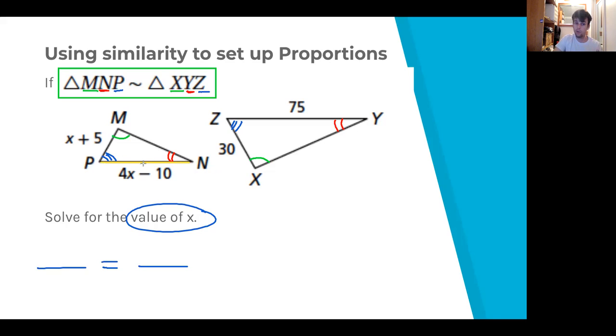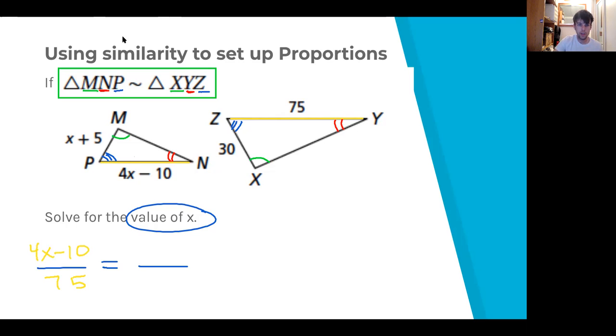What side is going to correspond with this one? Well, it's between our blue and our red, so our triple mark and our double mark. It's going to go with this one, between the blue and the red, the triple mark and the double mark. Those two sides correspond with one another. So 4x minus 10 over 75, that's going to be one of my ratios.